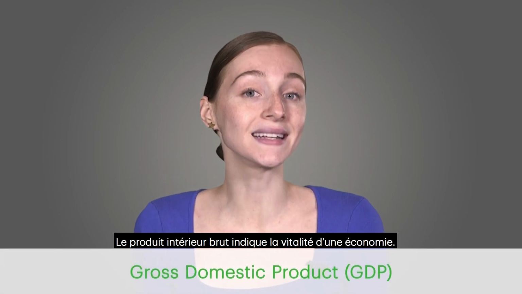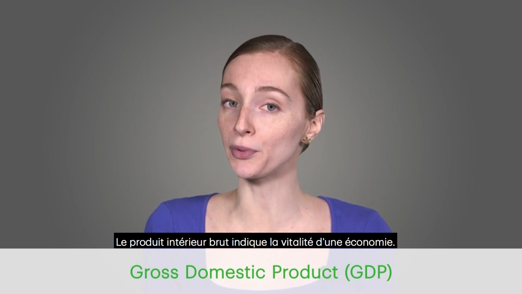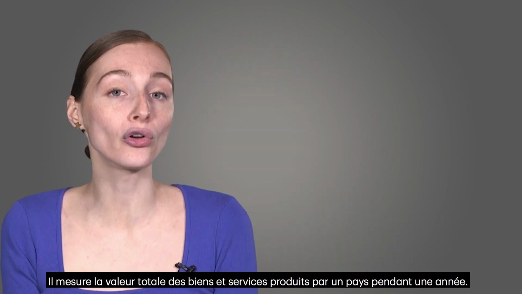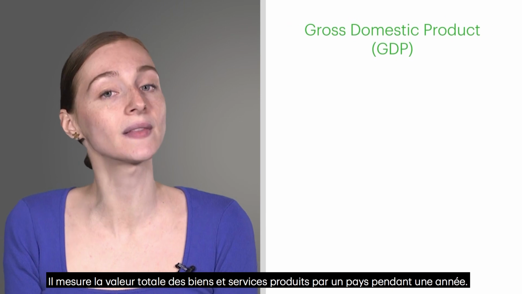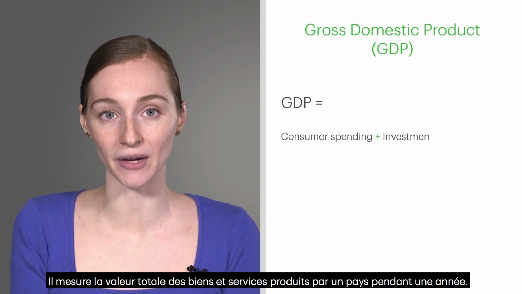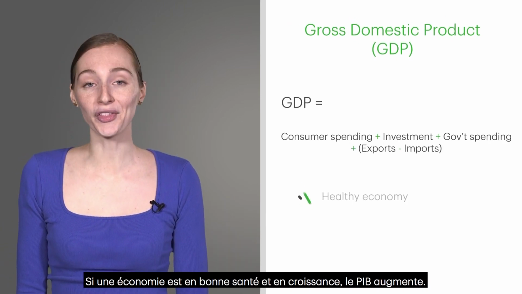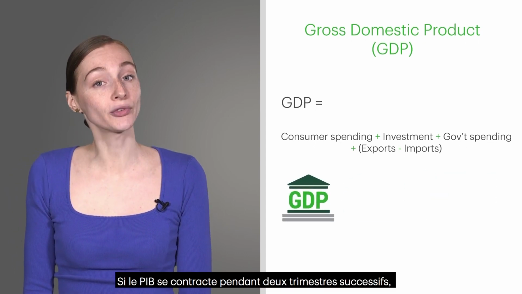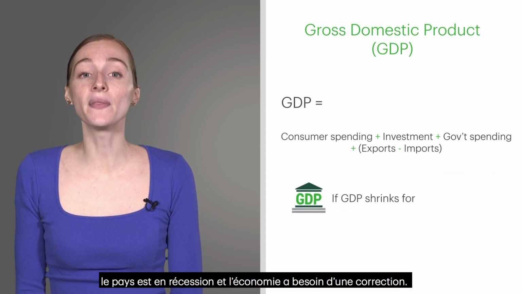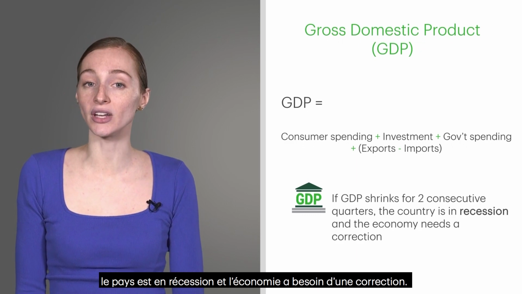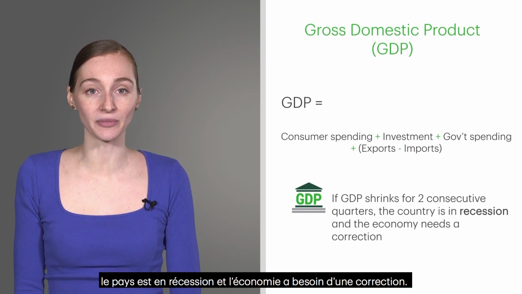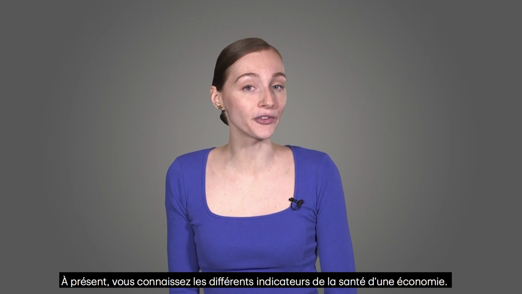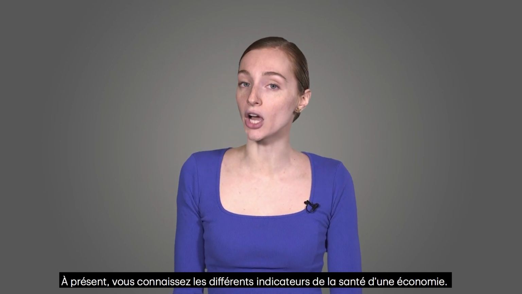Gross domestic product indicates how a country's economy is performing. It measures the total value of all goods and services that a country produces in a given year. If an economy is healthy and growing, then the GDP will rise. But if the GDP shrinks for 2 consecutive quarters, then this means that the country is in recession and the economy needs a correction.